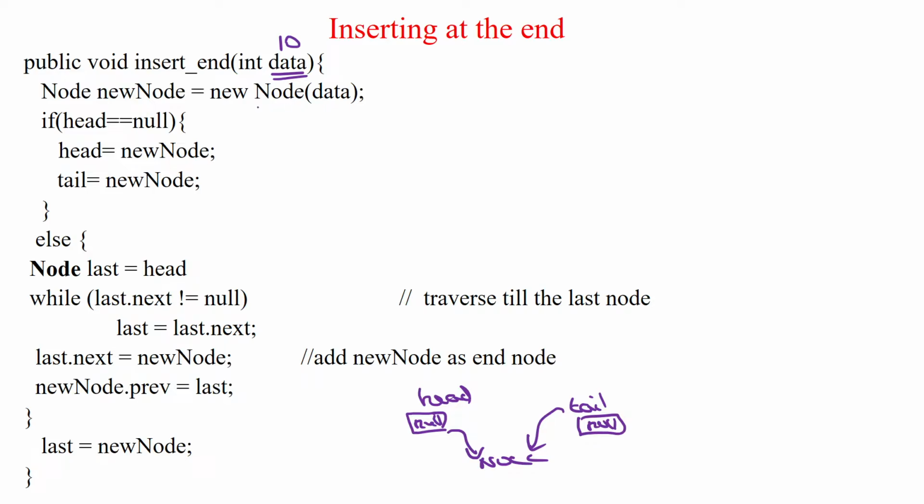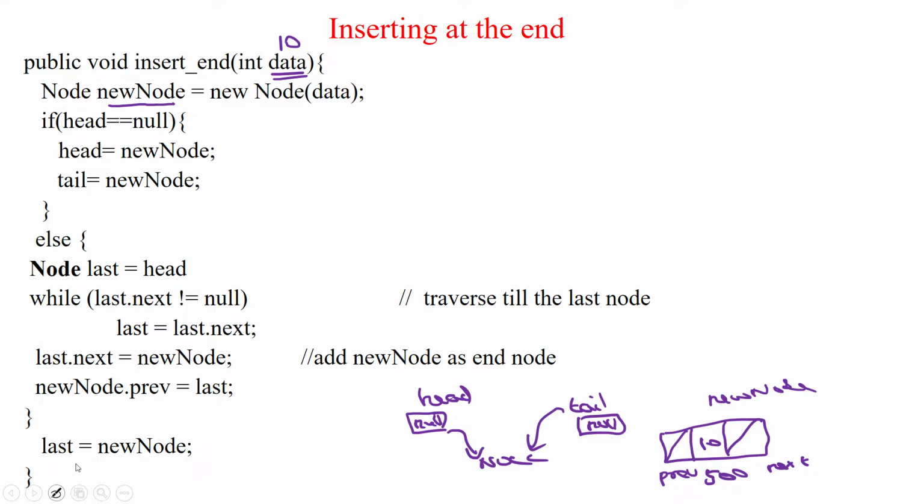Now I am creating the node with the variable new node. This new node has the memory location 500. The next field is null and the previous field is also null. This is the previous, this is next. The data is 10.